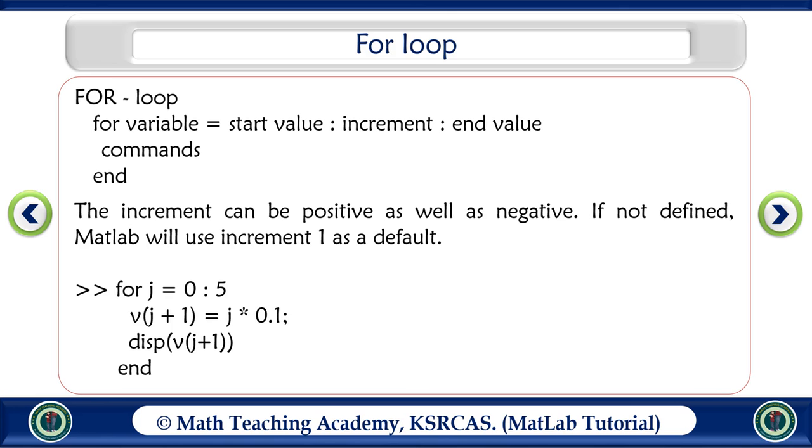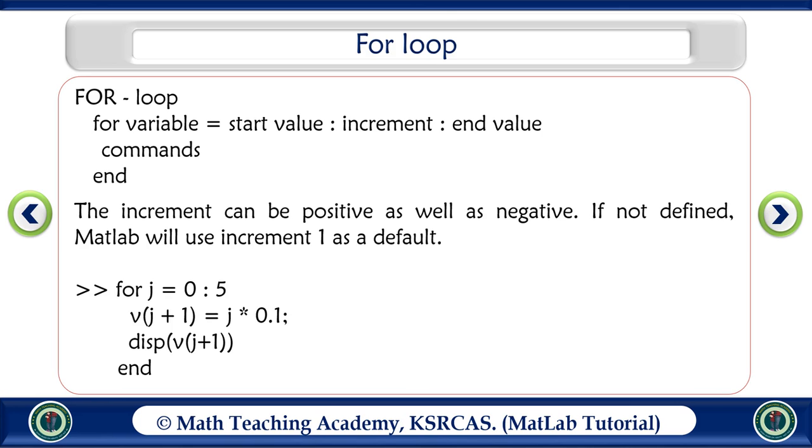And then the next command is disp of v of j plus 1. Disp of v of j plus 1 is disp of v of 2. So the value v of 2 is displayed on the screen. The value v of 2 is here 0.1. So 0.1 is displayed on the screen. And then the control will transfer to the next statement, that is end. When the statement is executed, the control will again transfer to the for command.